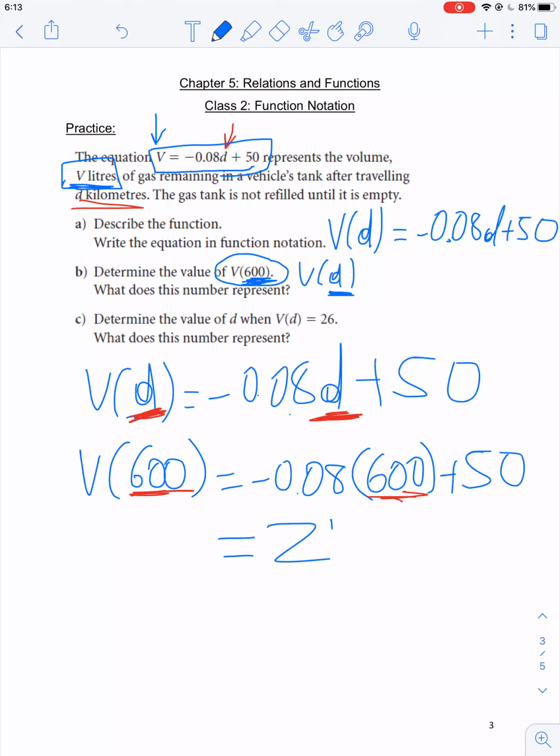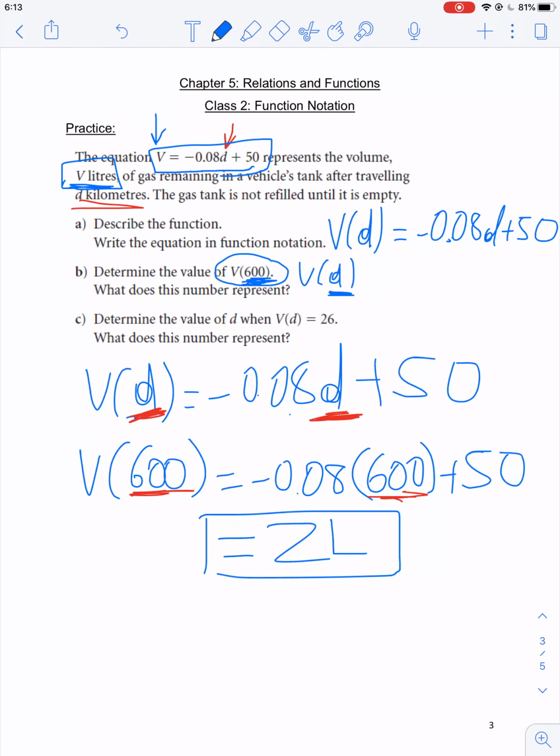If you want, you could put the liters. Your tank will only have 2 liters of fuel left, which is not a lot. And it kind of makes sense because usually when you drive close to 600 kilometers, your tank runs out of fuel. So that's what it means.